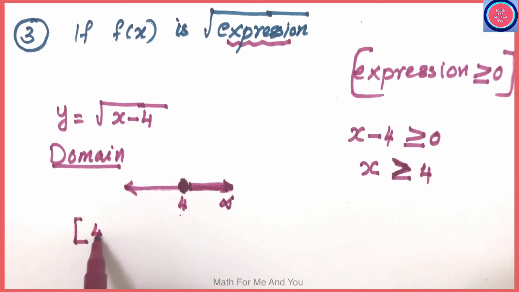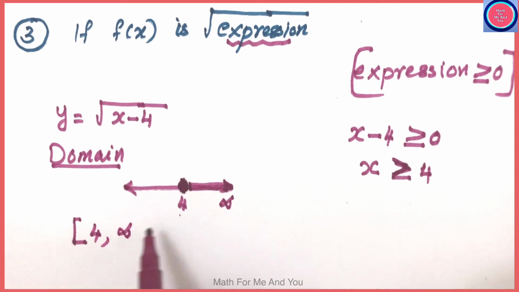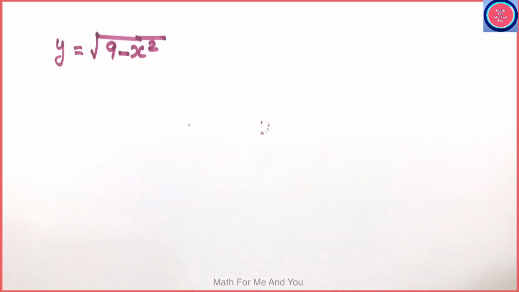How to write a closed interval? See the bracket. We use the square bracket. 4 to infinity. Always infinity open.